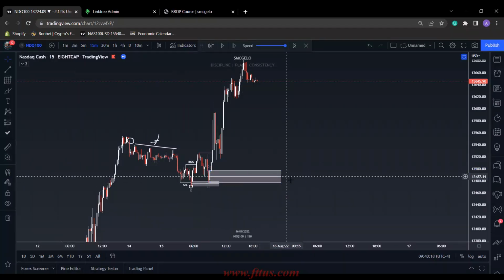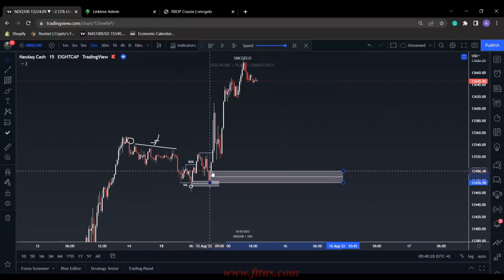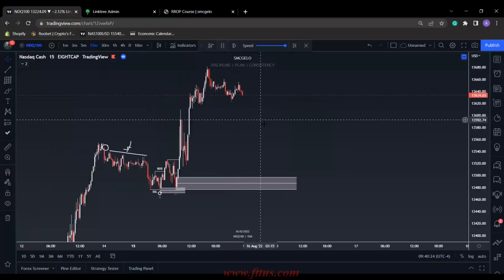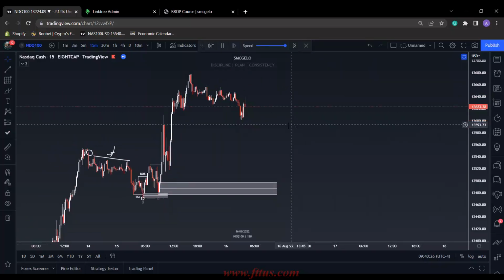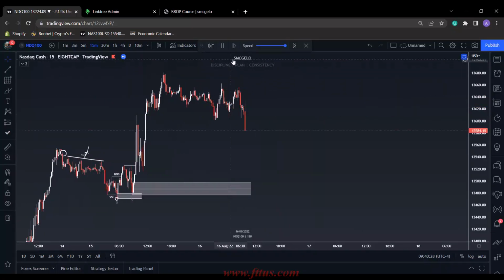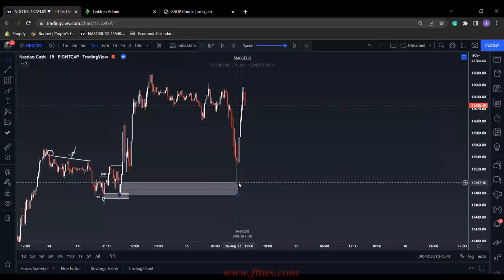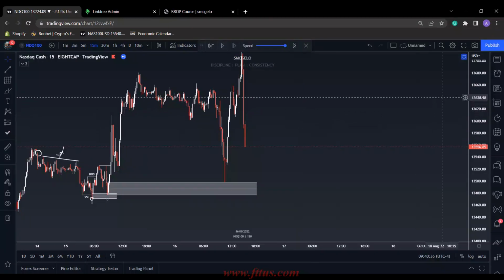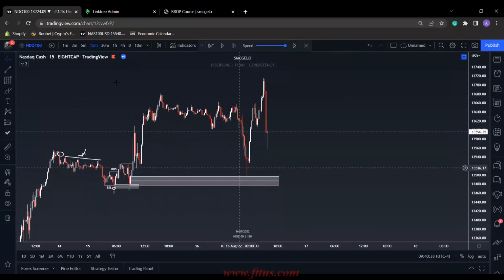I'm going to mark this one up, extend this. So now we wait, and it's all a waiting game with trading. You gotta have a lot of patience, but before you know it, as you can see, price might have missed this.